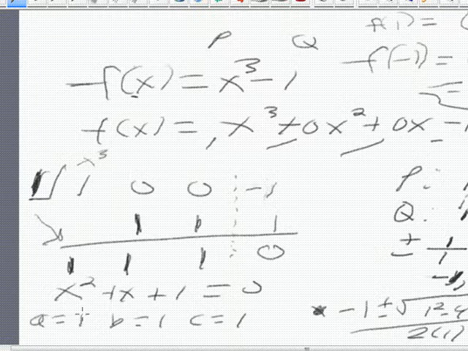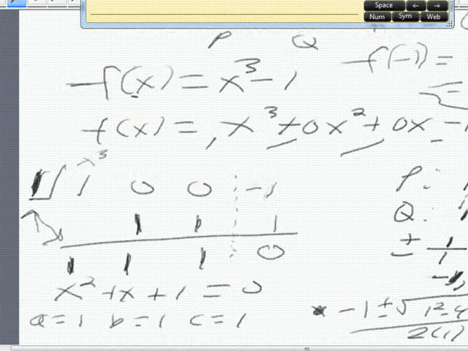One of them is going to be what? One positive real. The other two are going to be complex. And if you check Descartes, it will give you that possible solution. That's pretty neat. Let's do one more, make it a little longer.